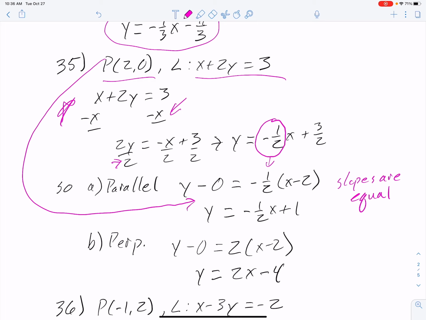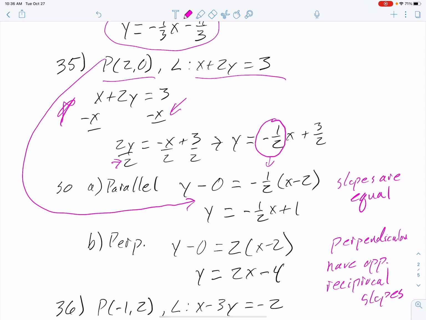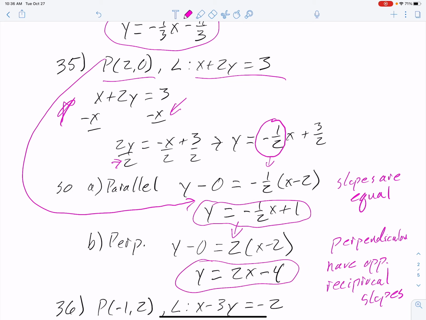For perpendicular, I need to use the opposite reciprocal. So we know perpendicular lines have opposite reciprocal slopes, and the opposite reciprocal of -1/2 would be 2. Substitute in the same point, and in each case, I've asked you to write these in slope-intercept form.